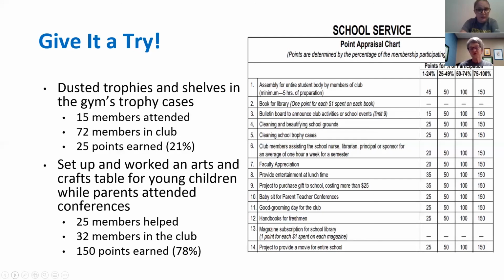Or they may just steer you toward a category. They may just say, go ahead and count that as school service. It's kind of like good grooming, so you can figure it that way. But they will provide advice if you need some help.